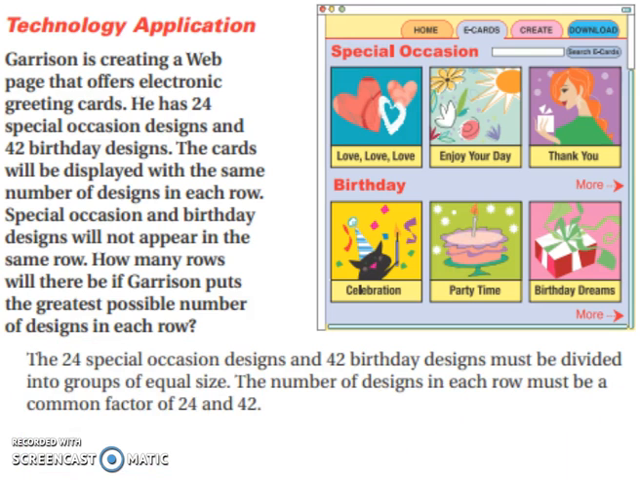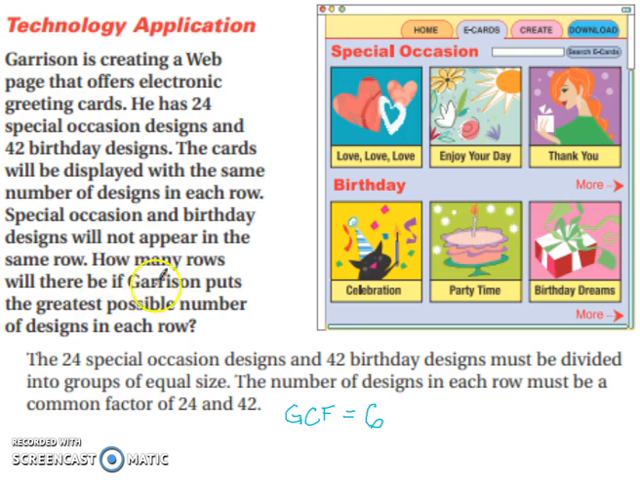So here's a hint. The 24 special occasion designs and 42 birthday designs must be divided into groups of equal size. The number of designs in each row must be a common factor of 24 and 42. So what's the greatest common factor of 24 and 42? Well, if we think about all of our factors of 24, and then all of our factors of 42, the greatest common factor is going to be 6.